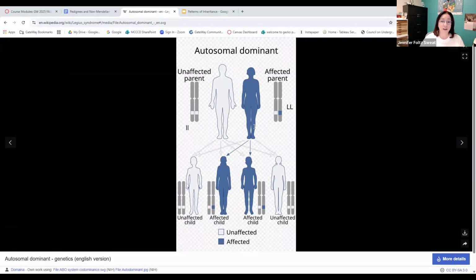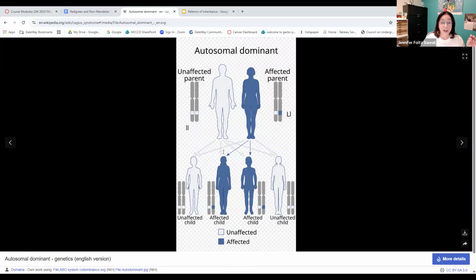Now, you have two children that inherited big L from mom. Oh, mom is heterozygous, I'm sorry, because she passed on little l to two of her offspring. So let me fix that. Mom is big L, little l. So two of her offspring get big L, and two of the offspring get little l, little l.